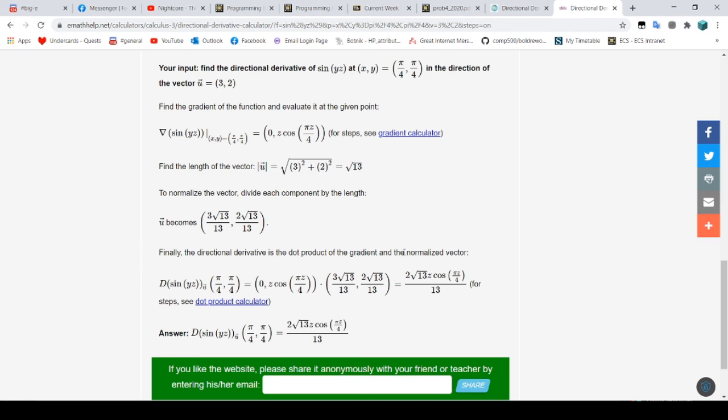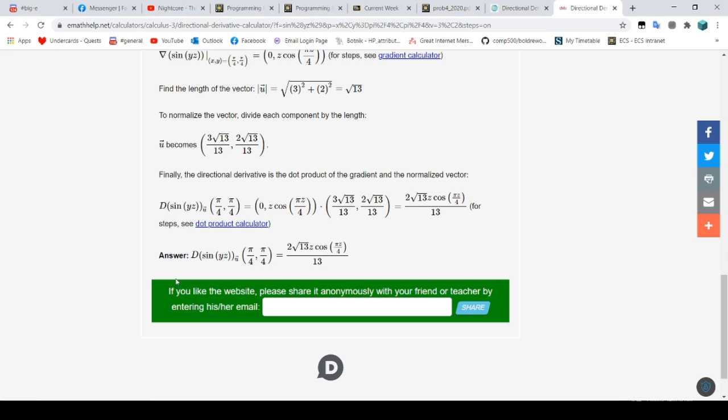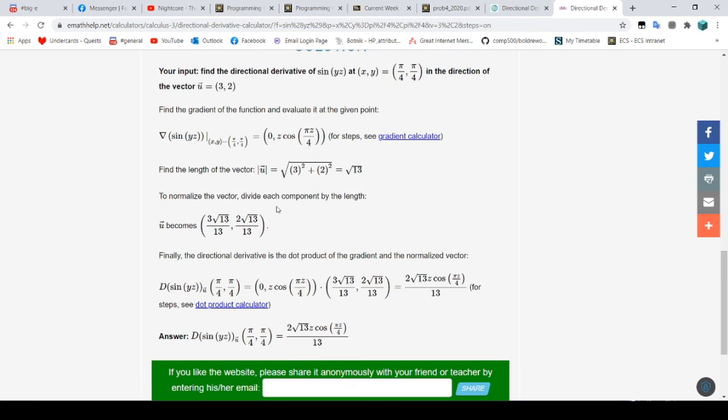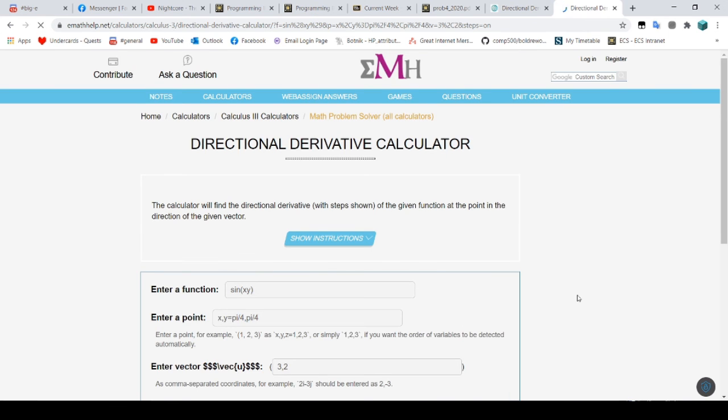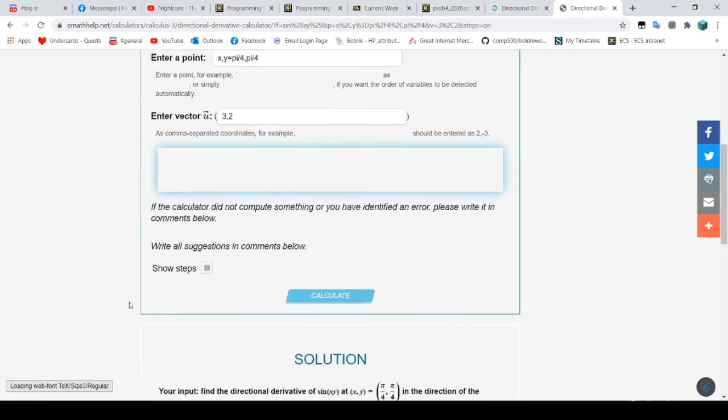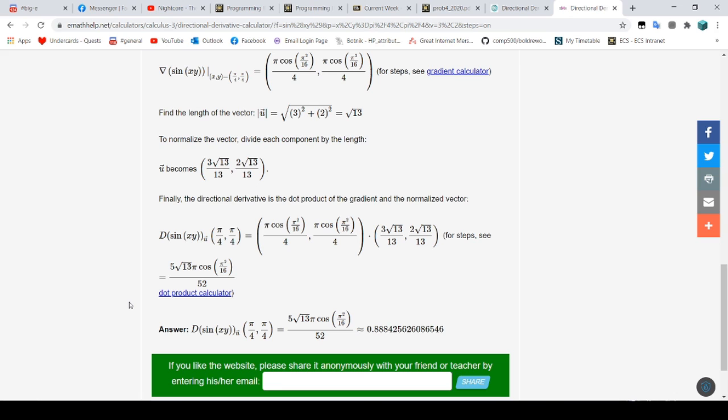The gradient and the normalized vector. Oh, dot product day. That's something I didn't do. I think we found the missing step. I don't know where this Z comes from though. Oh wait, that's because I deleted the wrong one. There you go, that's more like it.